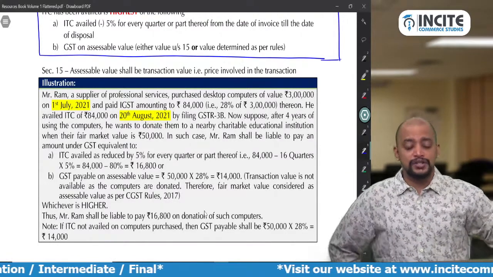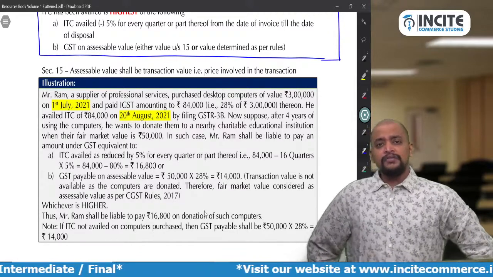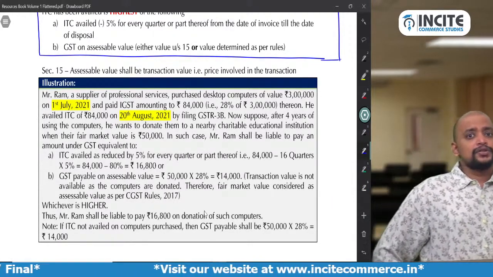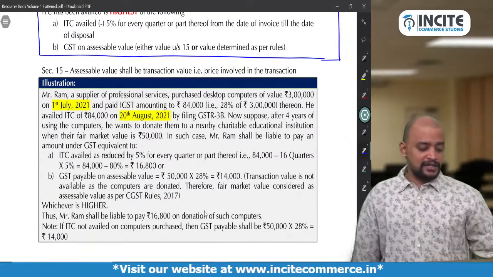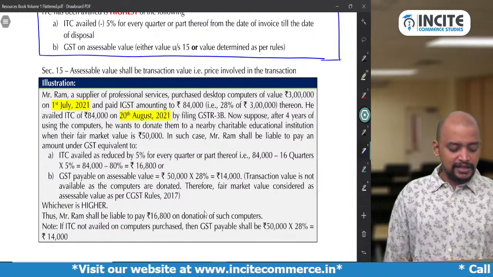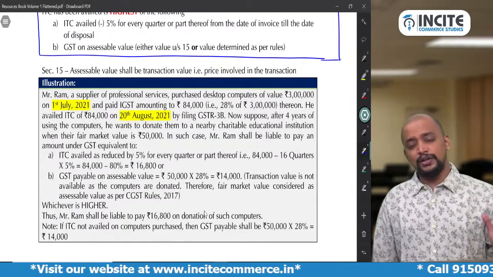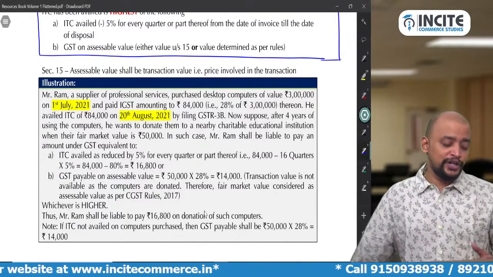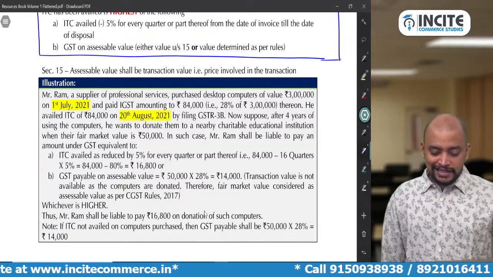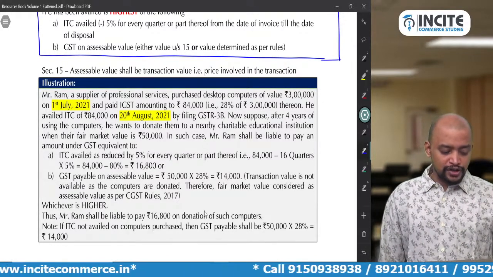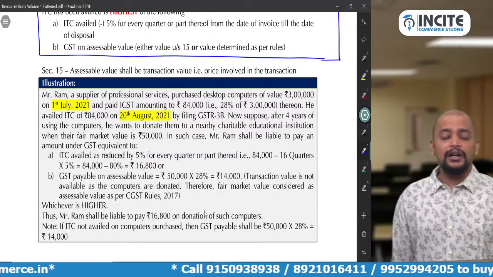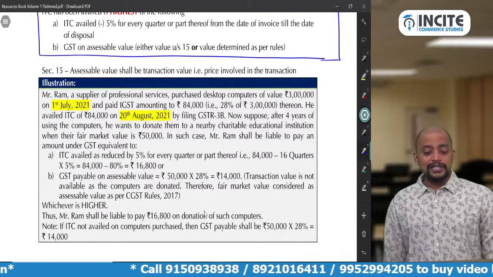So much of the ITC availed minus 5% for every quarter or part thereof. How many years it is used? 4 years it is used. 4 years means 4 into 4, 16 quarters. So 16 quarters into 5%, that is 80%. Means 80% you can use, remaining 20% only you need to pay. So what is the ITC? 84,000. 84,000 into 20%, that is 16,800.